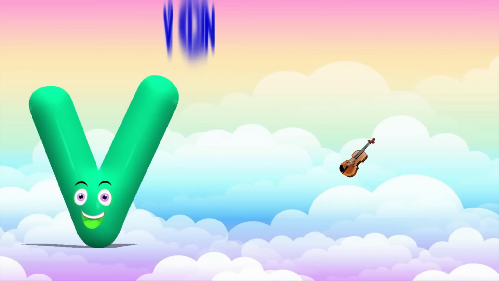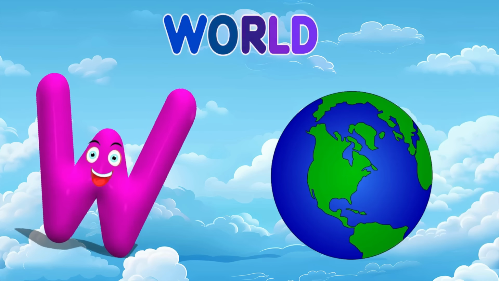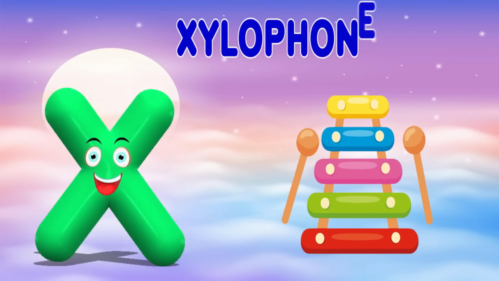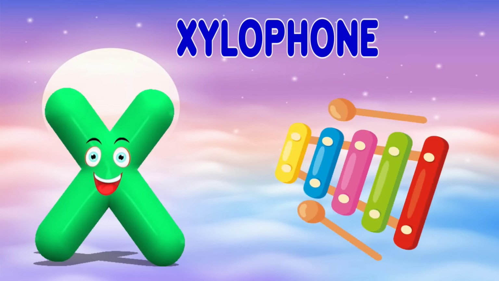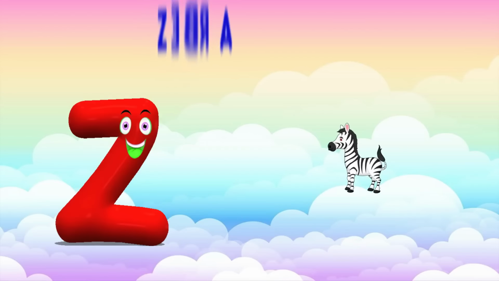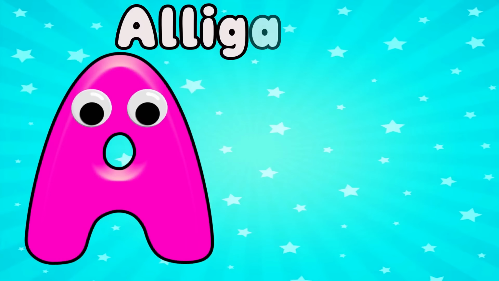Umbrella. V is for violin. V, v, violin. W is for watch. V, v, watch. X is for xylophone. Corn. Y is for ya. Z is for zebra. Zebra. A is for alligator.